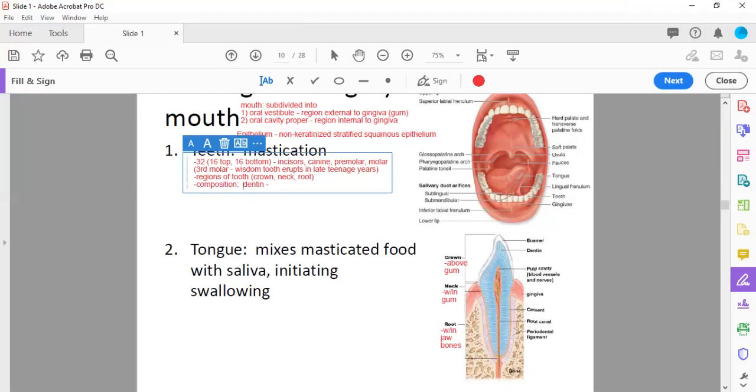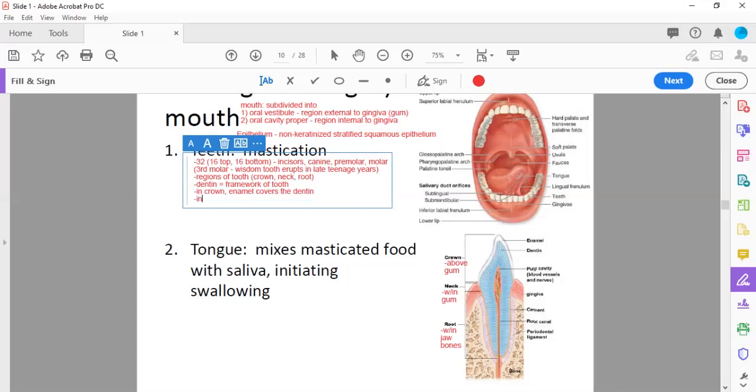So let's cross out the word composition. Let's use the word dentine. The dentine basically forms the framework of the tooth. Okay. Now the dentine is covered by the enamel. So in the crown, the enamel covers the dentine in the crown. All right. And in the neck, the dentine is not covered by anything.